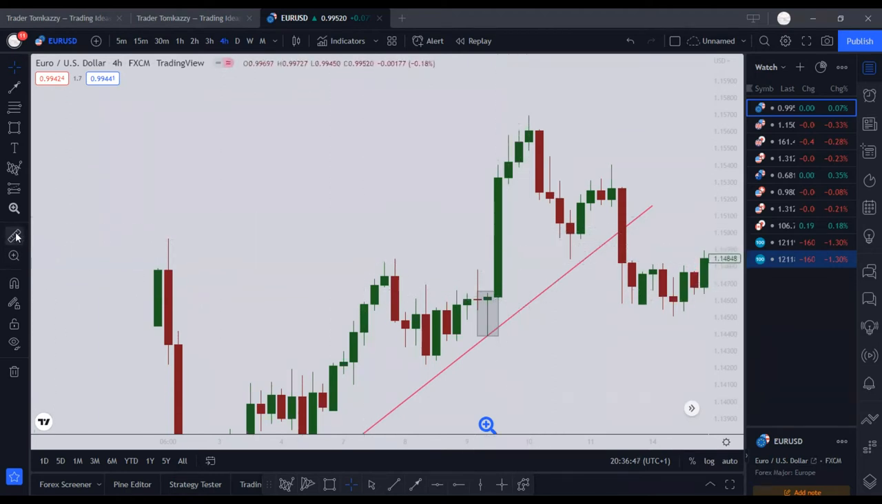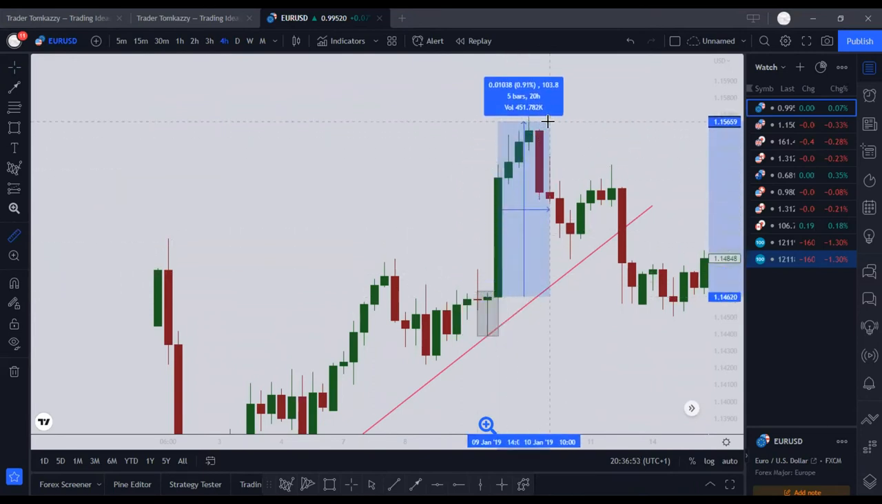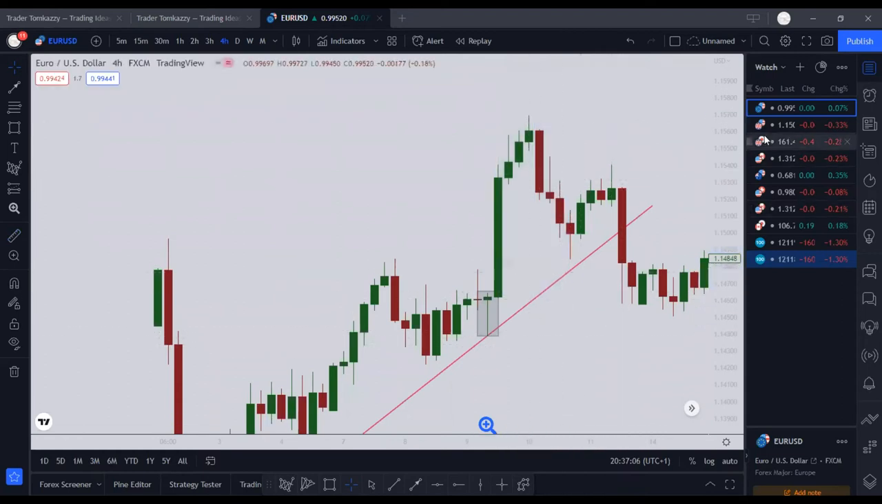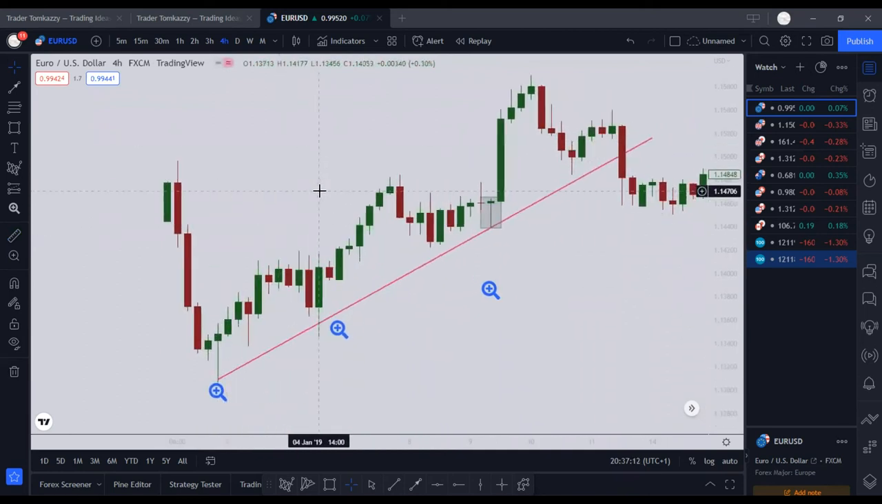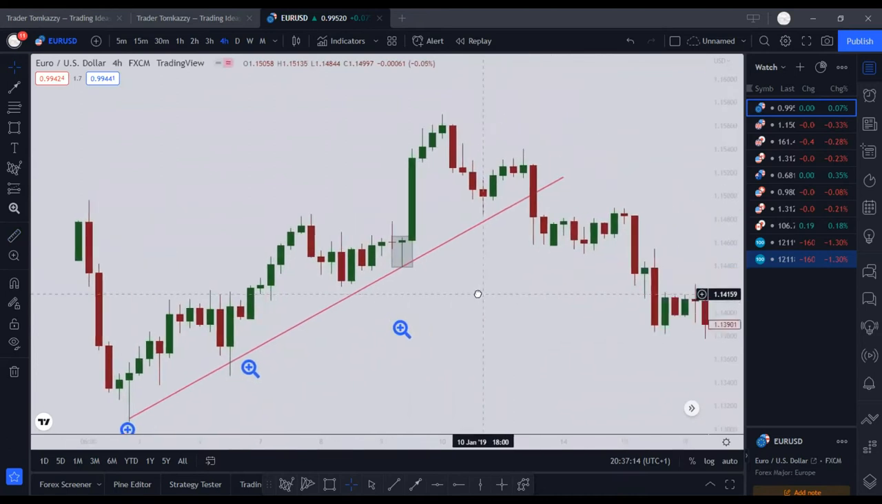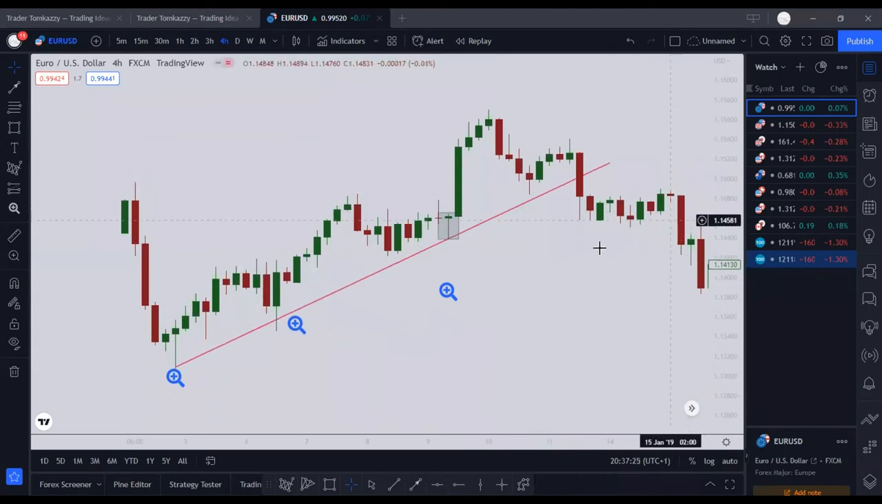How many pips? Let's measure. We have made 103 pips. 103 pips, and that is okay for a day. That is enough for a particular day, depending on the loss size you are using. So we don't take every trade to become a rich or a profitable trader. You have to be selective.